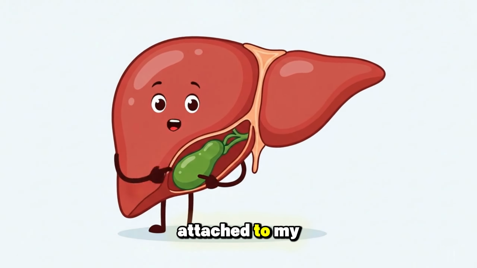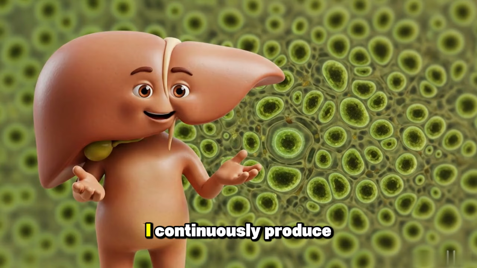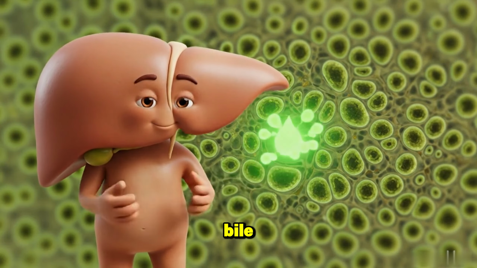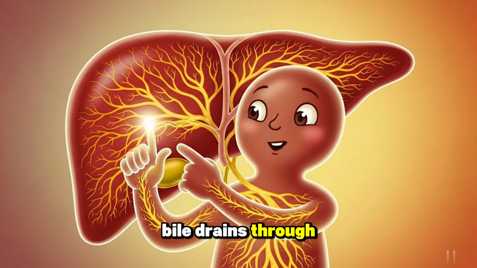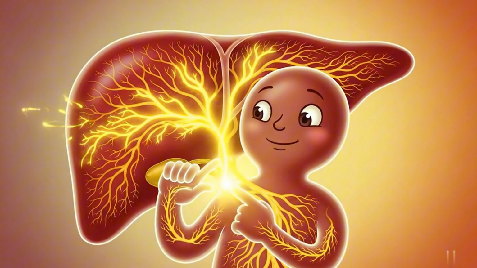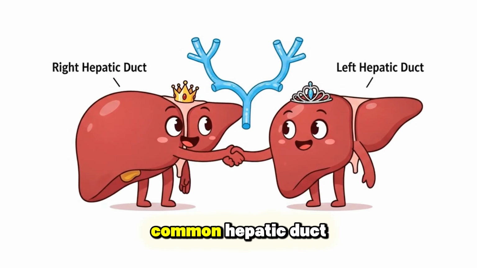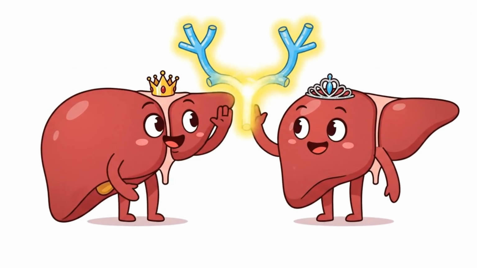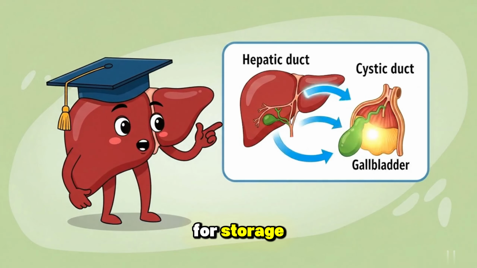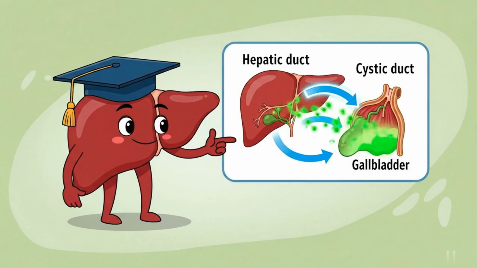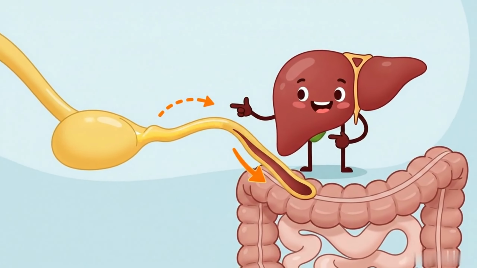The gallbladder is attached to my inferior surface. I continuously produce bile. Bile drains through many small ducts inside me. These ducts unite to form the common hepatic duct. Bile can flow into the gallbladder for storage. Bile is delivered to the intestine for digestion.